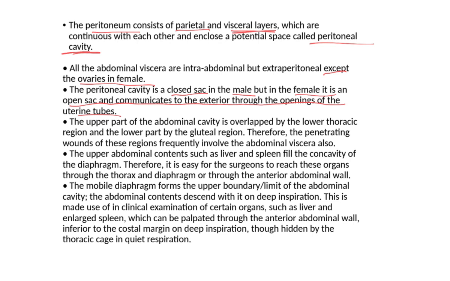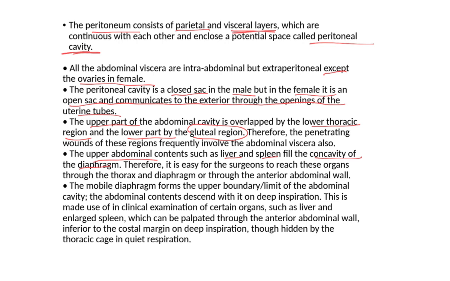The upper part of the abdominal cavity is overlapped by the lower thoracic region and the lower part by the gluteal region. Therefore, the penetrating wounds of these regions frequently involve the abdominal viscera also. The upper abdominal contents such as liver, spleen fill the concavity of the diaphragm. Therefore, it is easy for the surgeons to reach these organs through the thorax and diaphragm or through the anterior abdominal wall. The mobile diaphragm forms the upper boundary or the limit of abdominal cavity.